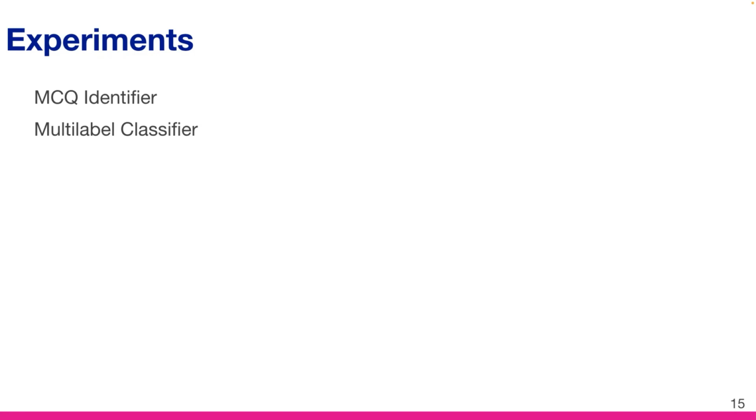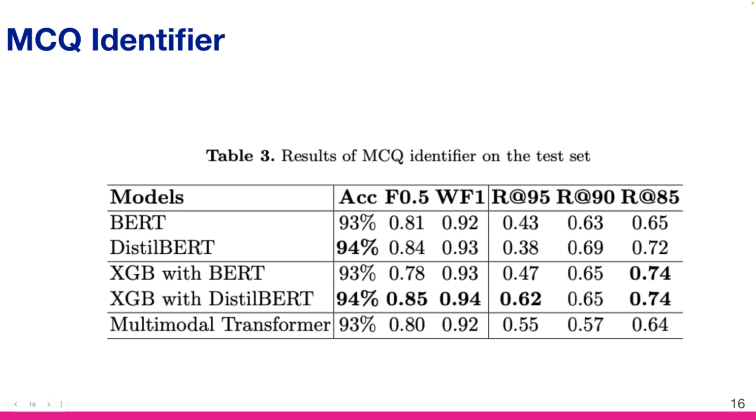12 labels. So for the MCQ identifier, we tried BERT, but we found that MCQ detection does not need such a large model. We tried distilled BERT and we got better performance. A combination of BERT or distilled BERT with the XGBoost algorithm shows better recall for us. We also tried a multimodal transformer, but the combination of our ensemble approach shows better performance.